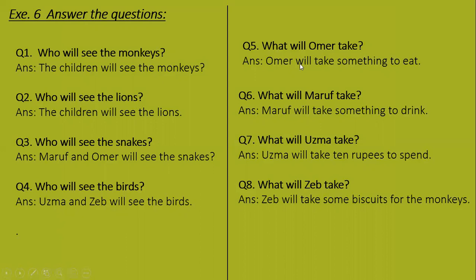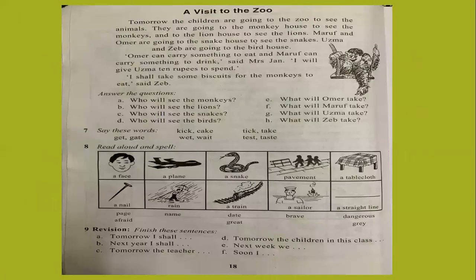What will Umar take? Umar will take something to eat. What will Maruf take? Maruf will take something to drink. What will Uzma take? Uzma will take 10 rupees to spend. What will Zaid take? Zaid will take some biscuits for the monkeys. These are the simple answers of the questions which they asked in this story.